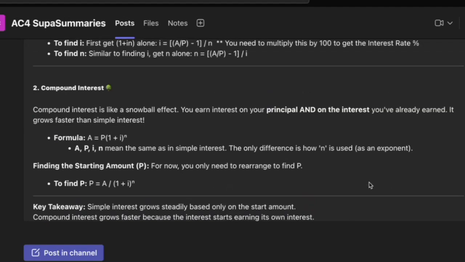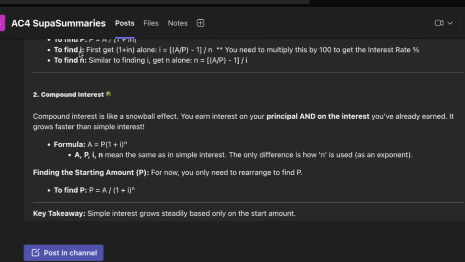And then if you're trying to find interest, you need to multiply that by 100 to get back to your interest rate. So if you're finding I, you're going to get a decimal, and you need to multiply that by 100 to get your interest rate.